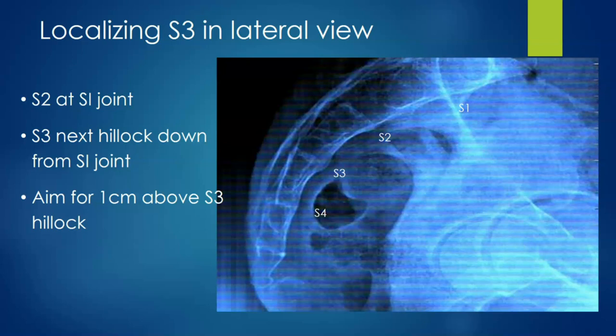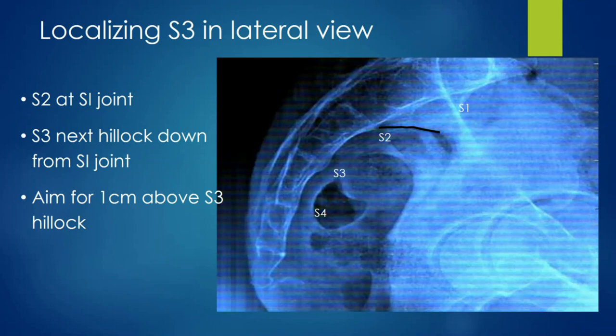Okay, lateral. So the S2 is where the SI joint is. So you can kind of see it there. Now, sometimes they have a double shadow here, and that's a little confusing. This is S2. You can also see a nice hillock here. The next hillock down is obviously S3. So this is the hillock, this little bump.